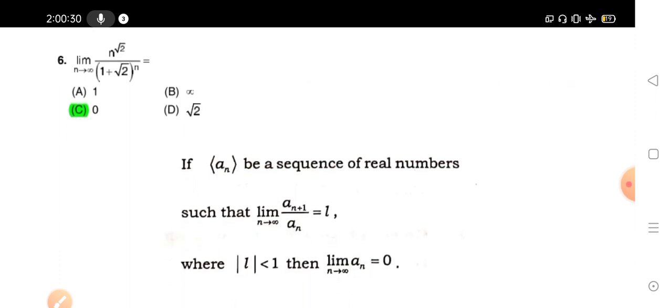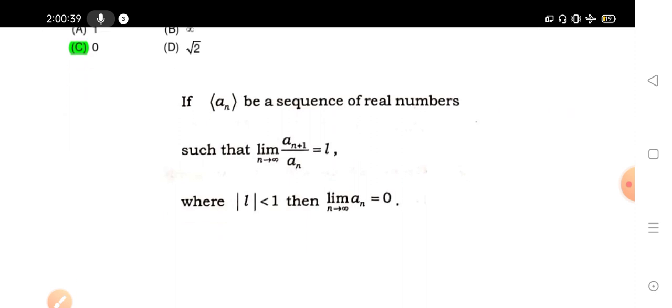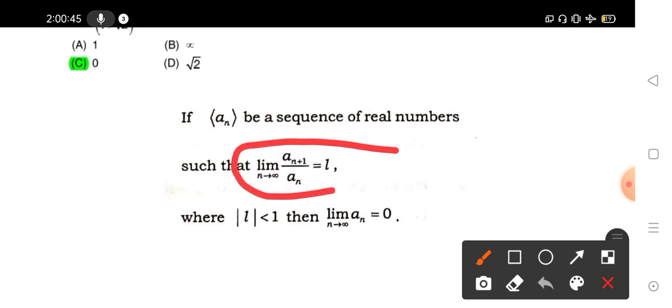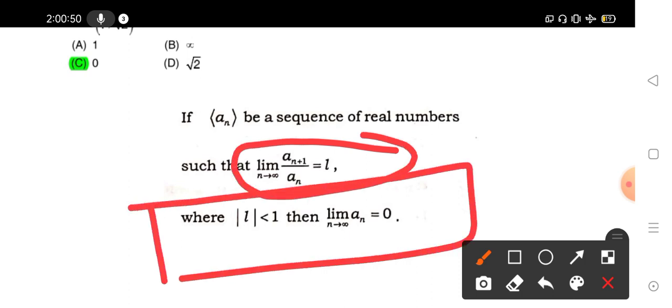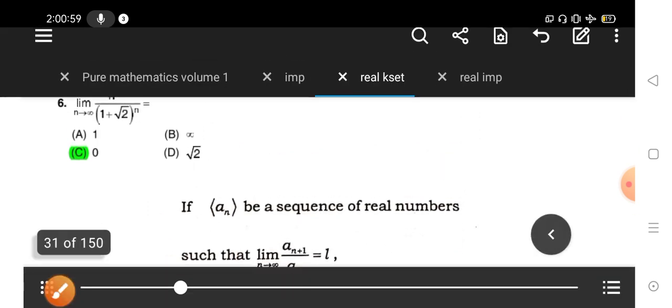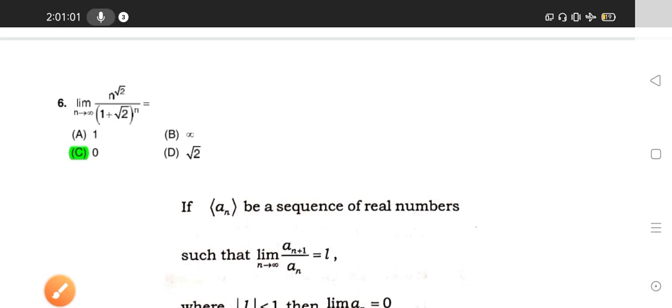Next question, the limit n tending to infinity of n raised to root 2 upon 1 plus root 2 raised to n, options 1, 0, infinity, root 2. One result: if an is a sequence of real numbers such that the limit of a n plus 1 upon an equal to L, where modulus of L is less than 1, then the limit n tending to infinity of an equal to 0. Apply the result and finally we get the answer 0.